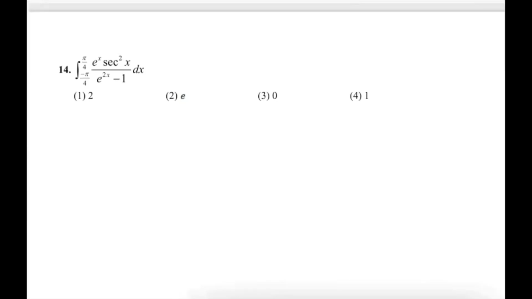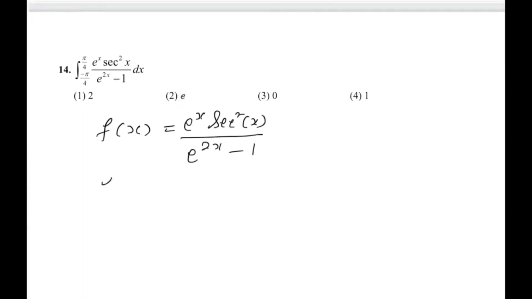Question number 14. Since it is from minus a to a form, the integral from minus pi by 4 to pi by 4, first we shall see whether this function is an odd or even function. Let f of x equal to e^x secant square of x upon e^(2x) minus 1.